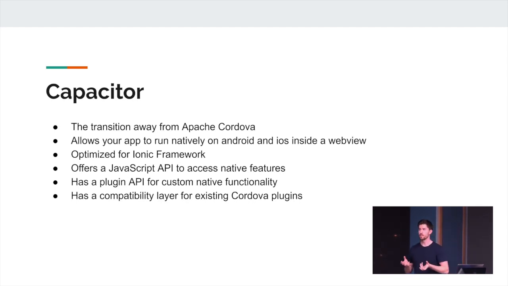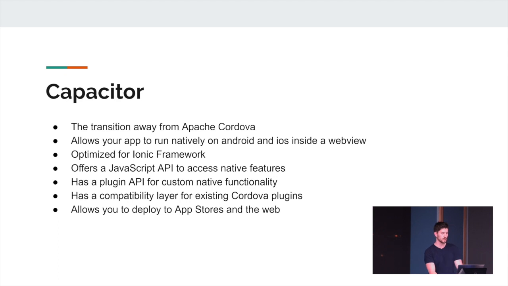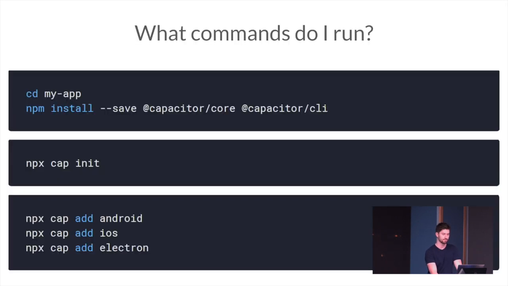So the thing with Capacitor is Ionic wanted an in-house app runtime that they could control, and so they're kind of going away from the Apache approach. However, Capacitor doesn't have as many plugins as Cordova has. So there's that compatibility layer just so you can use those Cordova plugins as well. Also, Capacitor allows you to deploy to app stores and the web.